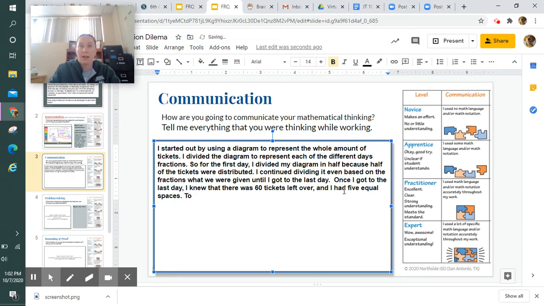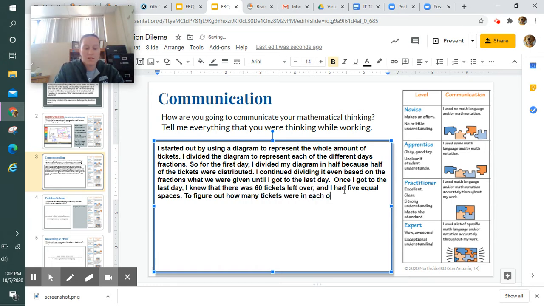To figure out how many tickets were in each of those, I took 60 divided by 5, and got a quotient of 12.